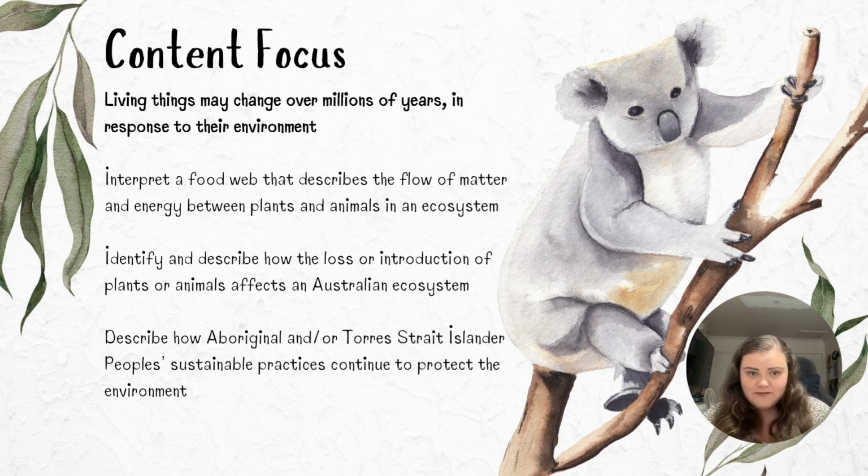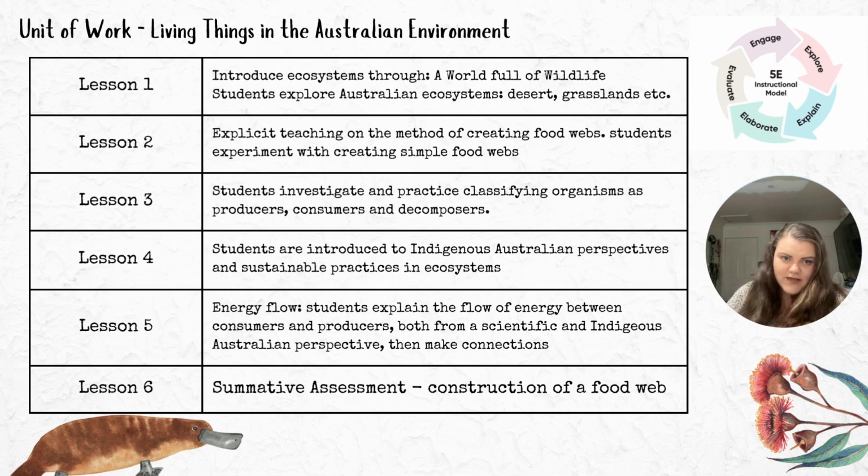Prior to creating their model, students will be introduced to ecosystems through the book A World Full of Wildlife, which will explore Australian ecosystems, including desert, grasslands, and bushlands. They'll have explicit teaching on creating food webs and experiment with creating simple food webs. They'll investigate and practice classifying organisms as producers, consumers, and decomposers.